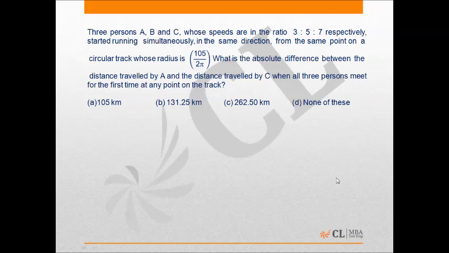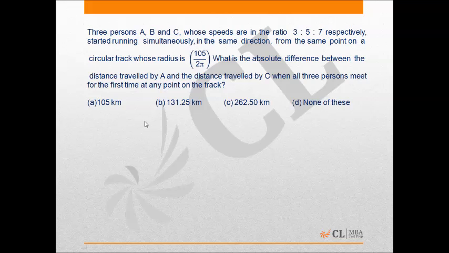This is a round 1 question again. It's given that three persons A, B, and C, whose speeds are in the ratio 3 is to 5 is to 7 respectively, started running simultaneously in the same direction from the same point on a circular track whose radius is 105 upon 2 pi. What is the absolute difference between the distance travelled by A and the distance travelled by C when all the three persons meet for the first time at any point on the track?